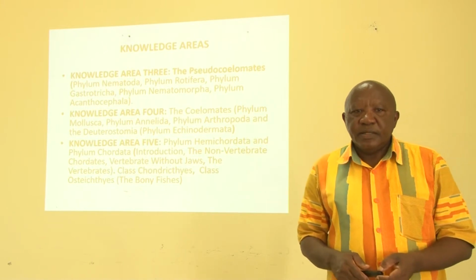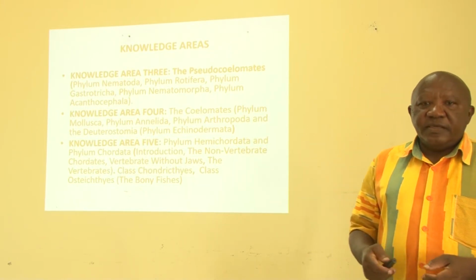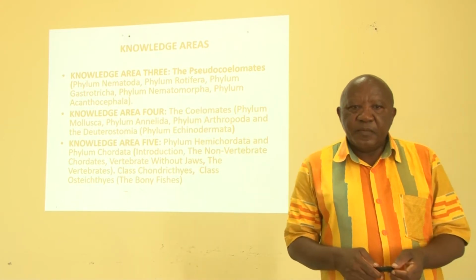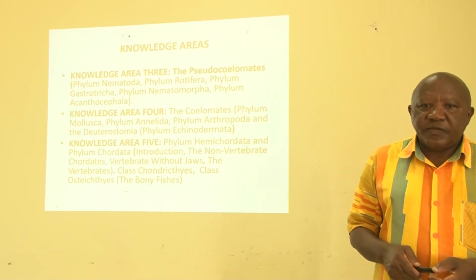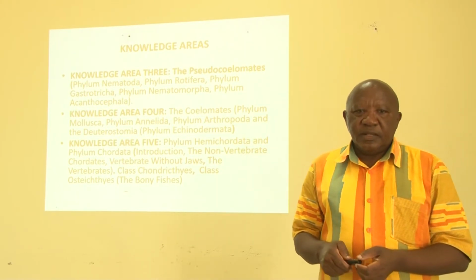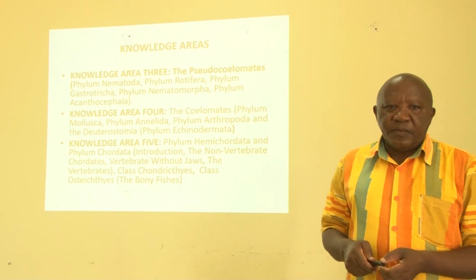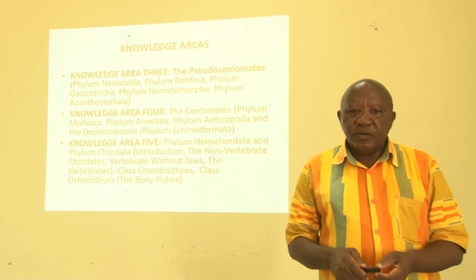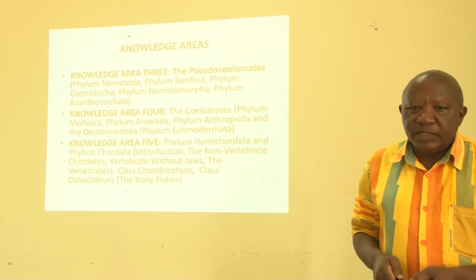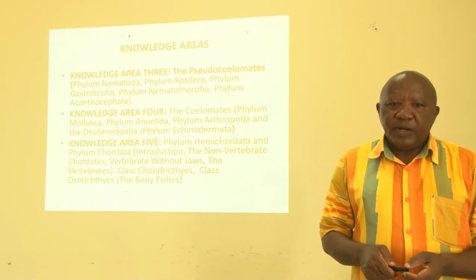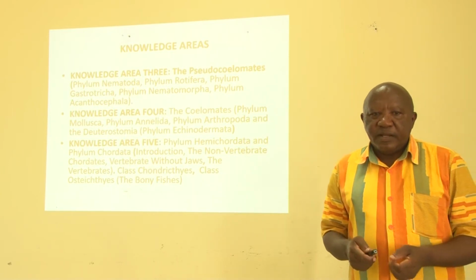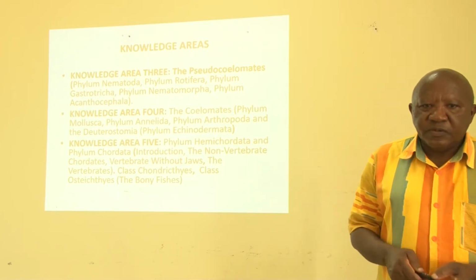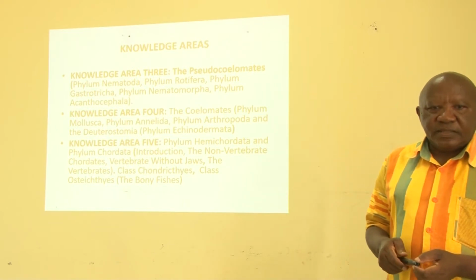In knowledge area number 3, we are going to study the pseudocoelomates, which include the phylum Nematoda, phylum Rotifera, phylum Kinorhyncha, phylum Nematomorpha, and the phylum Acanthocephala. In knowledge area number 4, we are going to study the coelomates, phylum Mollusca, phylum Annelida, phylum Arthropoda, and the deuterostomes, also which belong to the phylum Echinodermata.